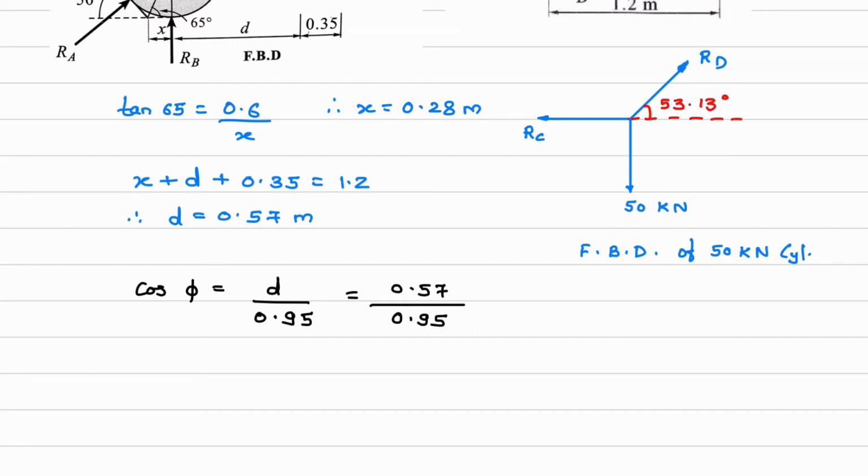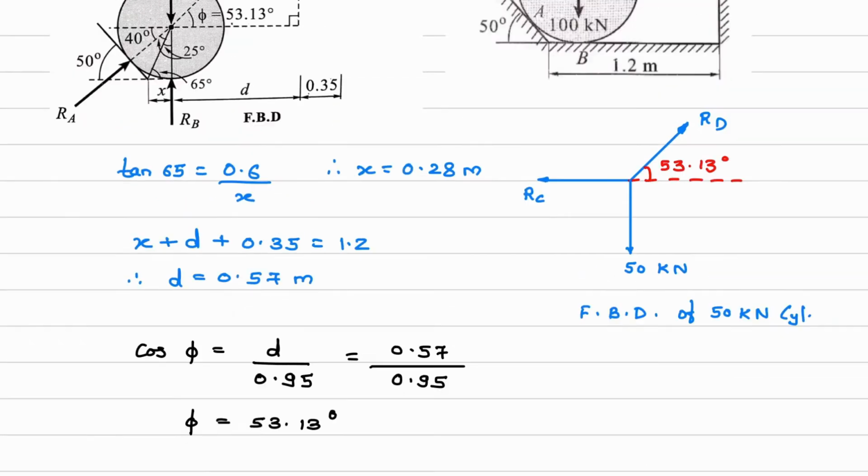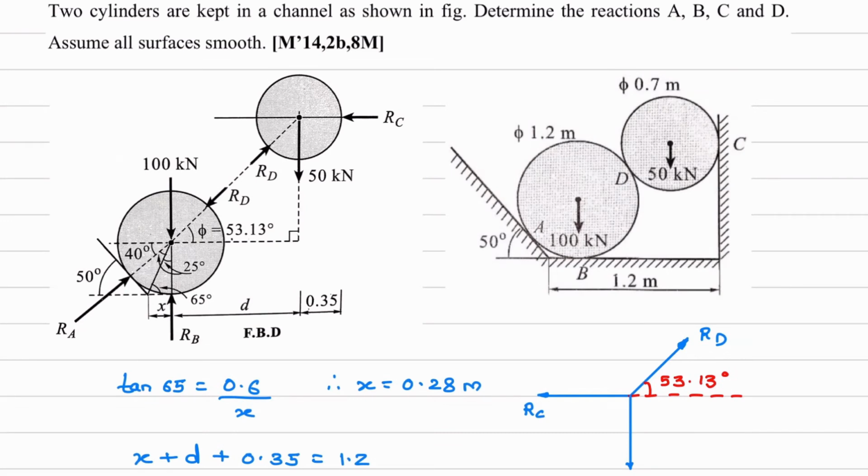So from here we can calculate the unknown phi, which is equal to 53.13 degrees. This is the angle of RD, which it makes with respect to the horizontal. Okay, so this we have calculated now. Now what we can do, we can draw the FBD of the 50 kilonewton cylinder. Okay, this top cylinder we can draw the FBD.